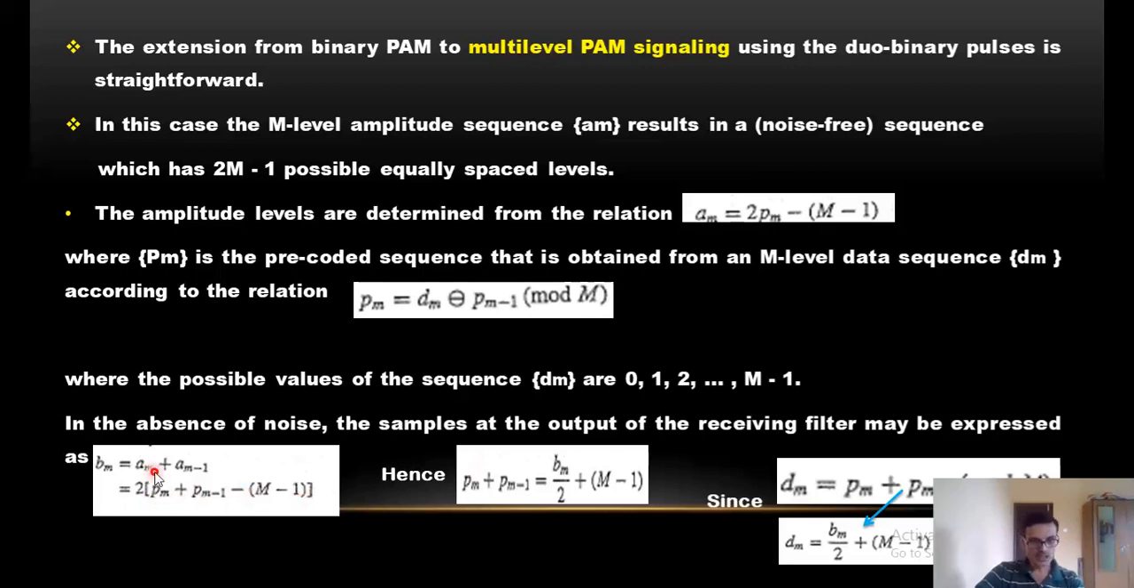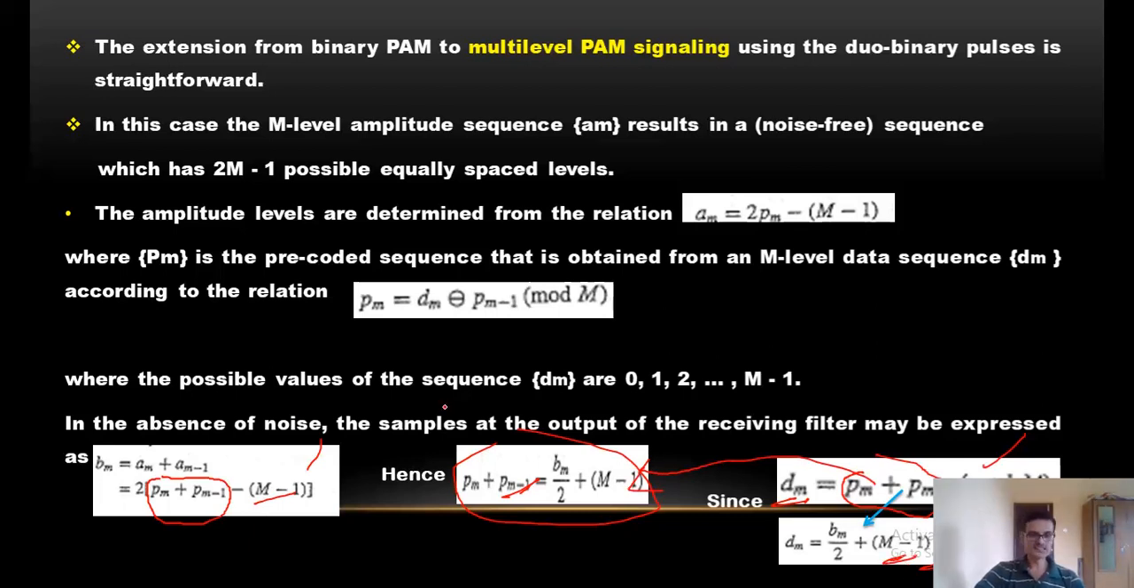Hence, if I consider only PM and PM minus 1, what I'll get is BM divided by 2 plus M minus 1. So that's what I will get here. And this is nothing but DM itself, right? So DM is equal to BM by 2 plus M minus 1, mod M. So mod M is not considered while writing this equation here. So mod M is very important. That is, DM is nothing but PM plus PM minus 1, mod M. And if I substitute PM minus 1 as this particular equation, I'll get this.